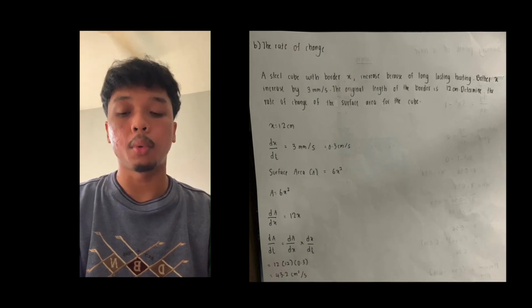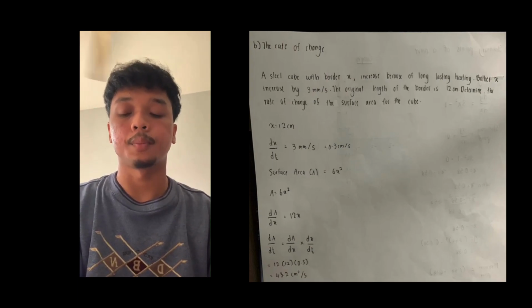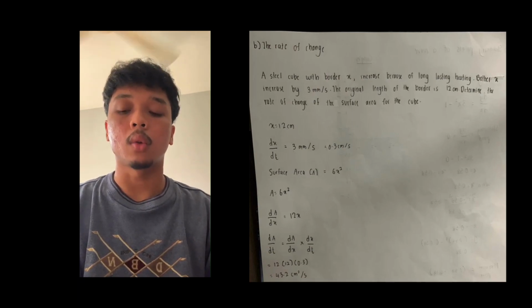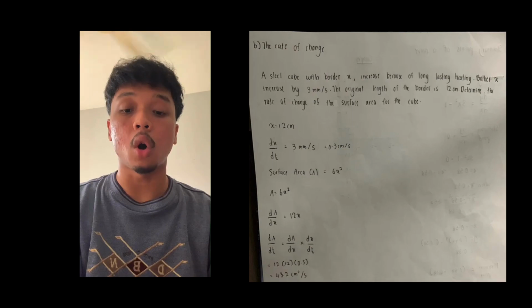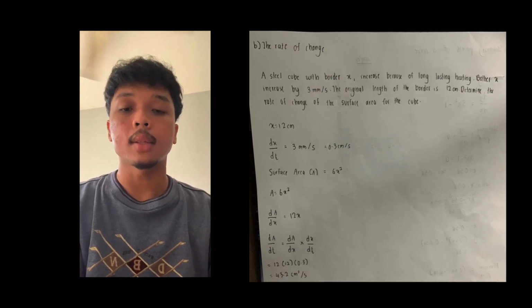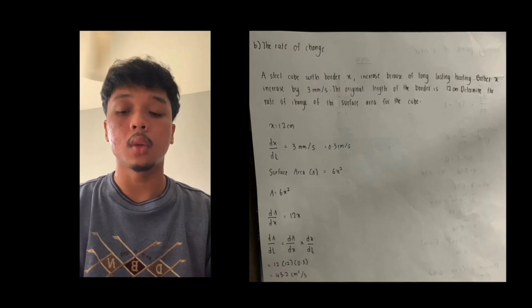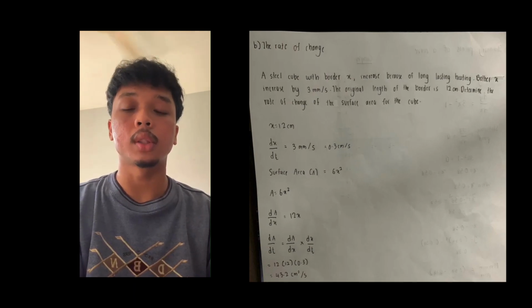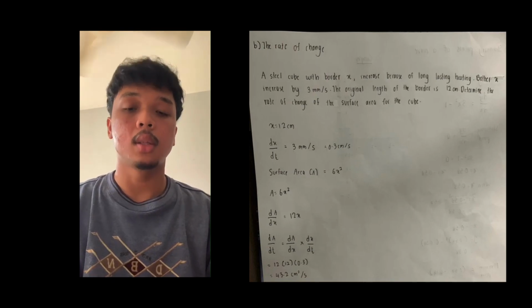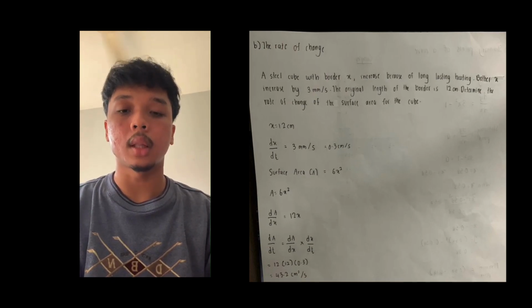Now, we need to put out the information in this question. Let's say x is equal to the original length of the border. The original length of the border is 12 cm. So, x is equal to 12 cm. And the question gives dx per dt is equal to 3 mm per second. But we need to change the unit mm per second to centimeter per second. After changing the unit, the answer is 0.3 centimeter per second.